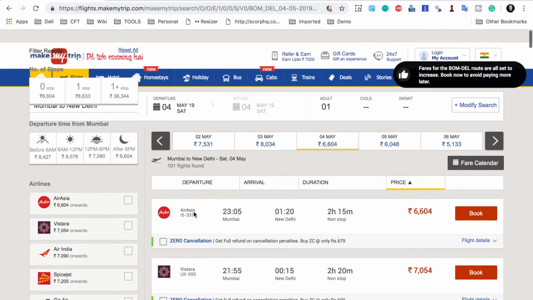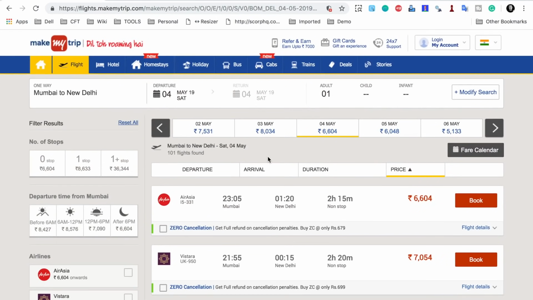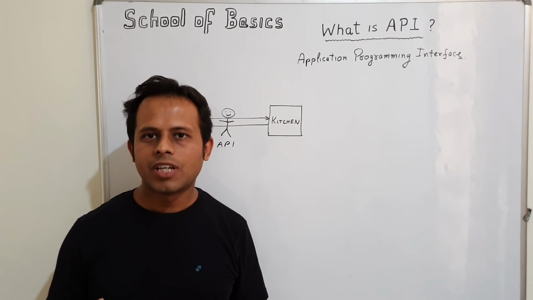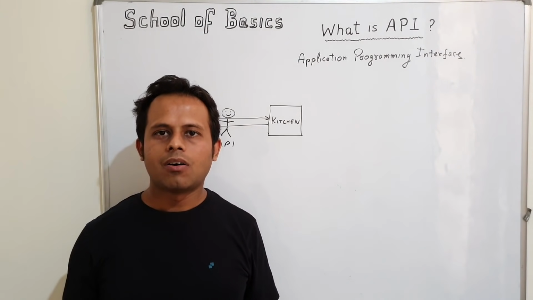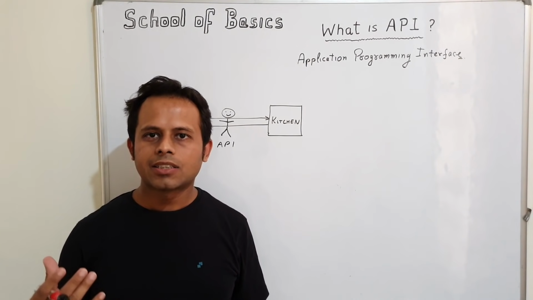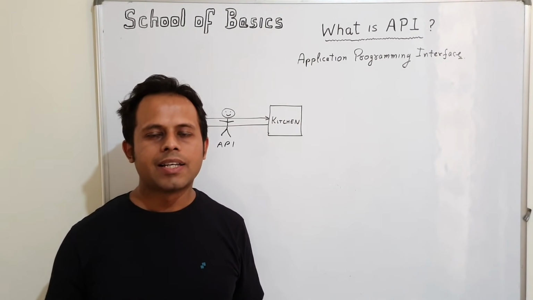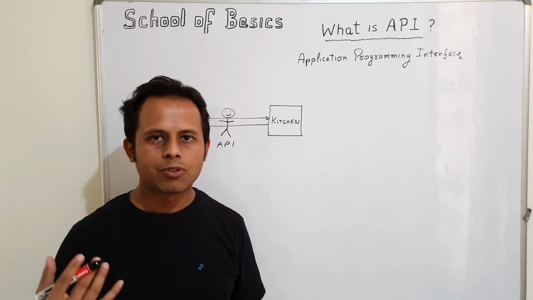So it has actually interacted with all these applications of different airlines and communicated between these airlines and has given us all the results. Now in this example, we have seen that there was an online travel service that has communicated with different airlines or the airlines applications and has shown you the result.